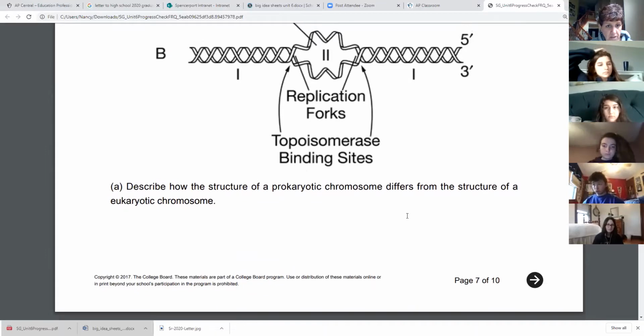A, describe how the structure of a prokaryotic chromosome differs from the structure of a eukaryotic chromosome. Give it to me. Prokaryotic is just one in a circle.